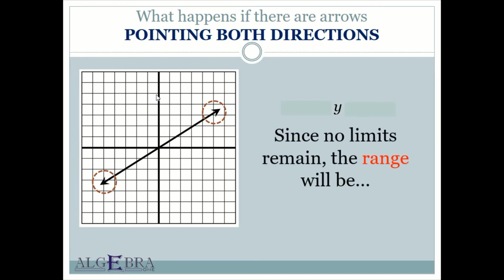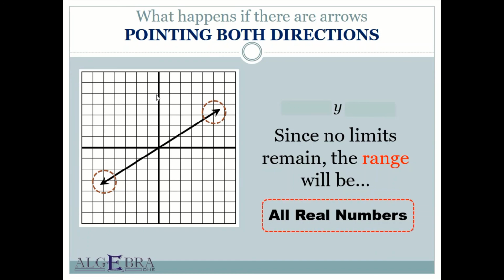We no longer have any limits on the range. Both of our inequalities are gone. So we know that our range can be all real numbers, any possible value of y. And we can double check this by saying, yes, there are two arrows pointing in both directions. Our graph never ends. So yes, our range is all real numbers.